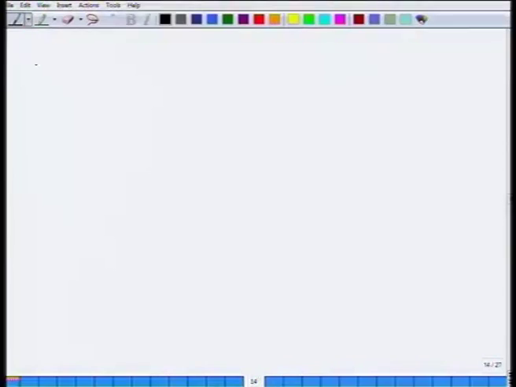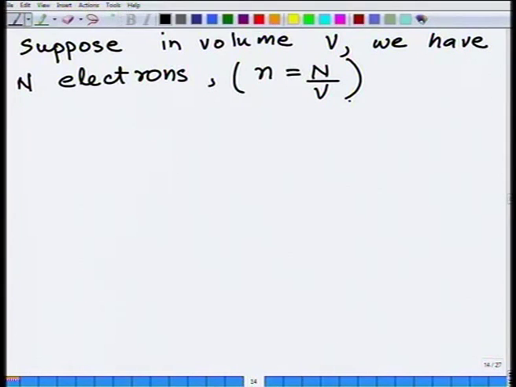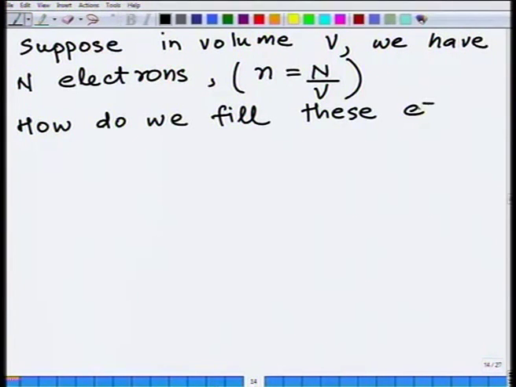Now suppose in volume V, we have N electrons. And small n being equal to therefore capital N divided by V, which is the number of electrons per unit volume. So I have N electrons in volume V. The question we ask is, how do we fill these electrons in these k states?